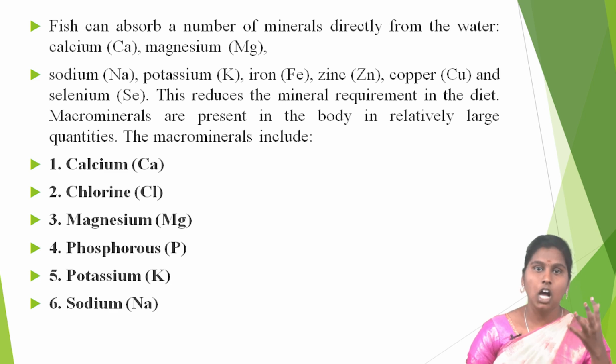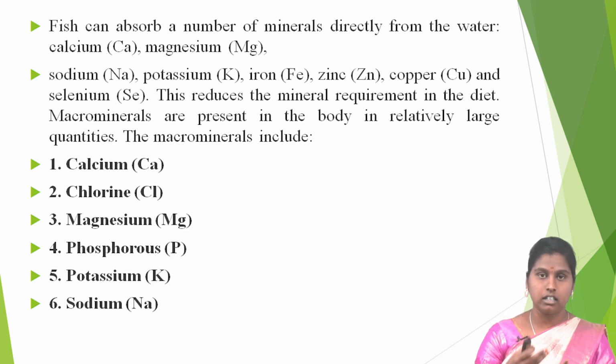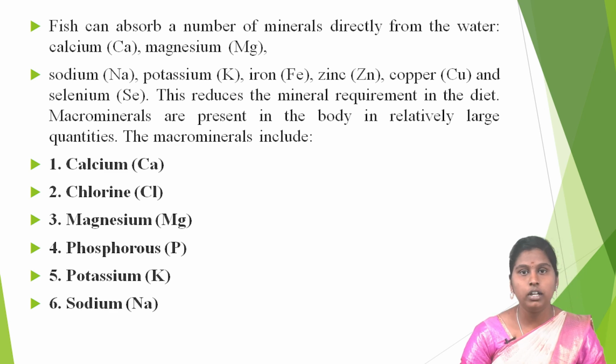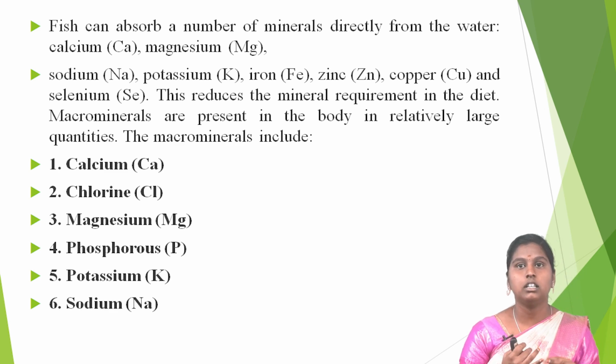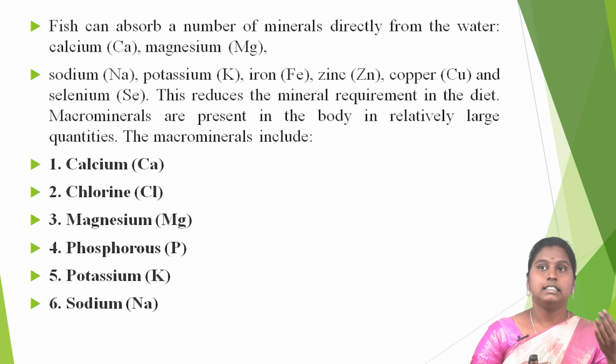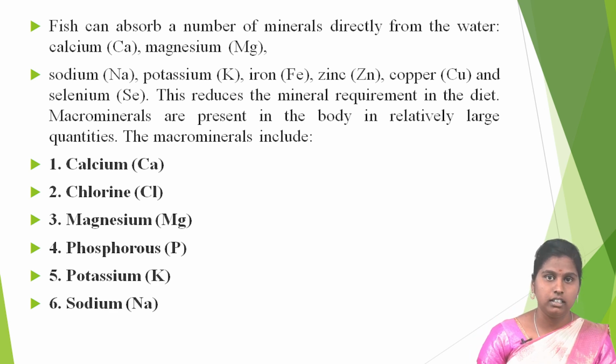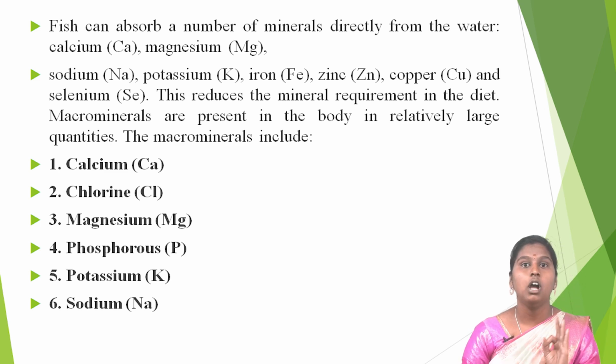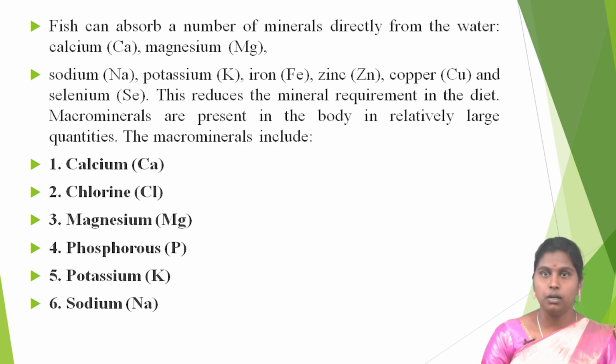Next, fish can absorb a number of minerals directly from the water: calcium, magnesium, sodium, potassium, iron, zinc, copper and selenium. This reduces the mineral requirement in the diet. Macrominerals are present in the body in relatively large quantities. The macrominerals include calcium, chlorine, magnesium, phosphorus, potassium, sodium.